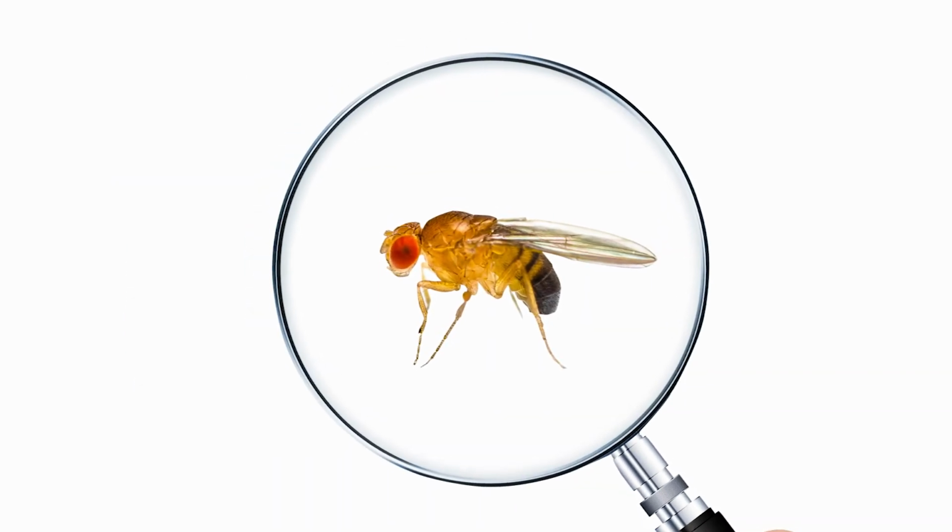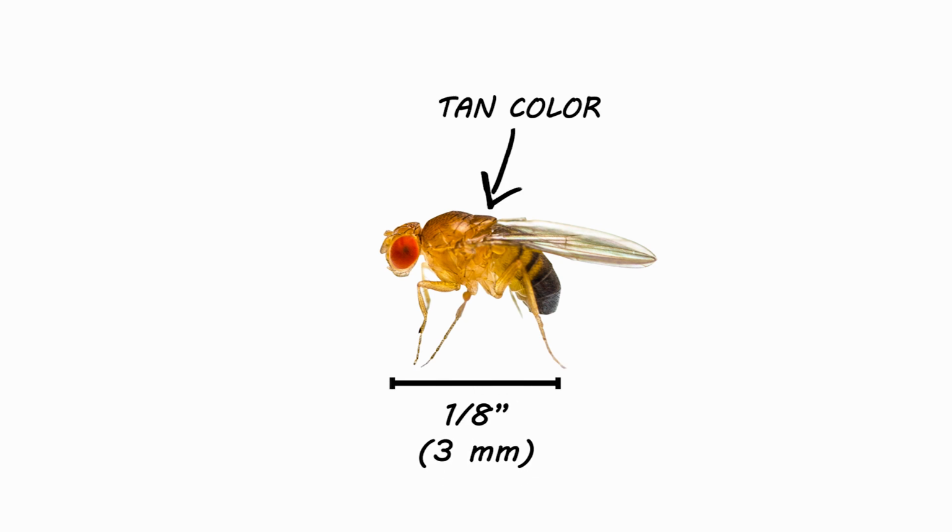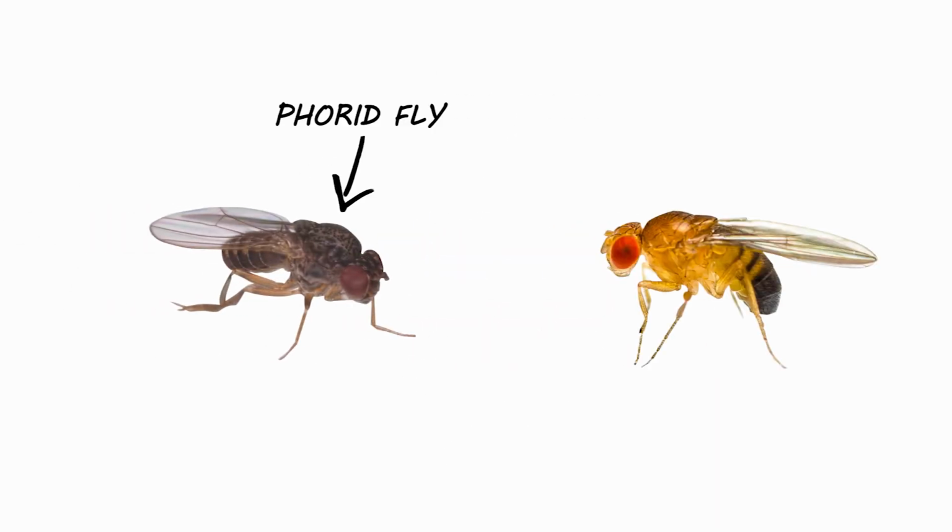For proper control, you need to first identify the fruit fly. Fruit flies are extremely small, typically around 1/8 of an inch in length. They're commonly tan in color. Their most distinguishing feature is their bright red eyes. Their red eyes will help you tell them apart from similar flies like phorid flies.